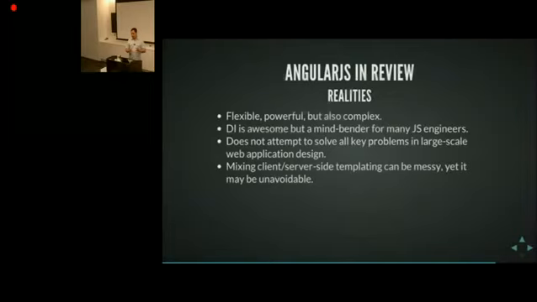Trying to figure out how to make an application scale, if I keep adding features onto this thing, how do I prevent a 5,000 line controller? There are a lot of things that you still have to use your own thinking about. And finally, mixing client-side and server-side templating is pretty messy. We're doing a little bit now, but we're trying to limit it. In the future, it may be unavoidable.